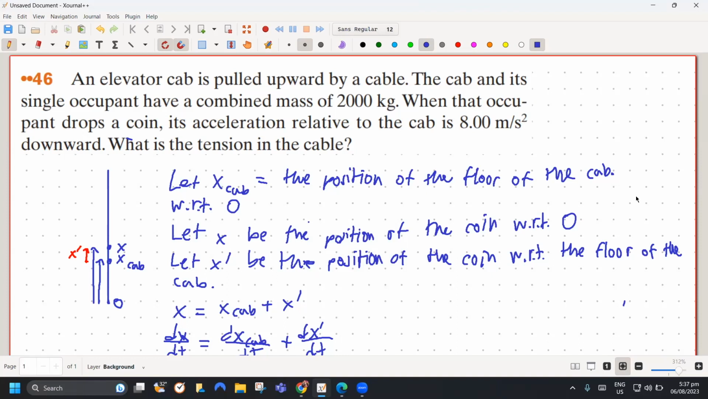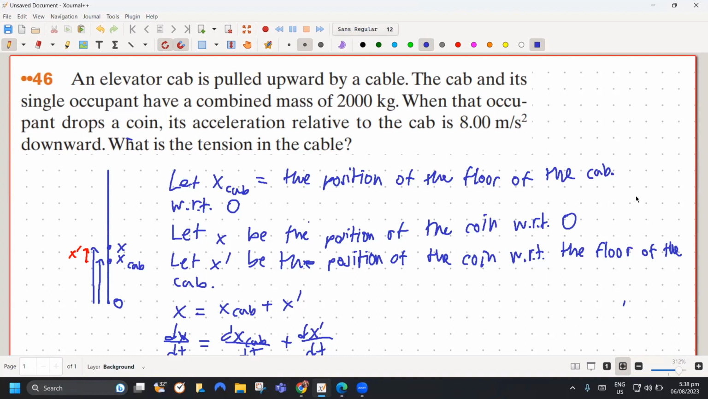Kailangan nating tingnan, sa mga variables natin, what's -8 meters per second squared? Coin relative to the cab. So, as measured by the cab, the coin is falling downwards with an acceleration of -8 meters per second squared. Kung negative po, it must be something that will observe the coin moving upwards.